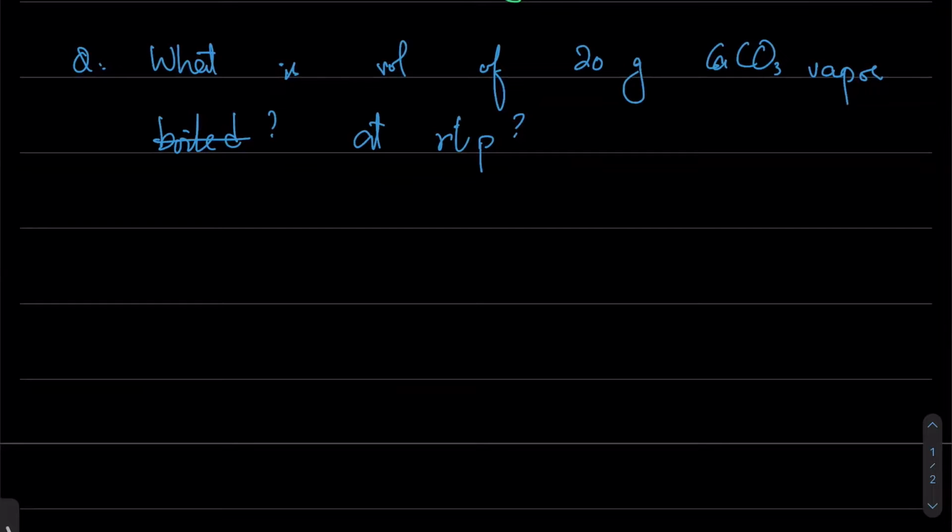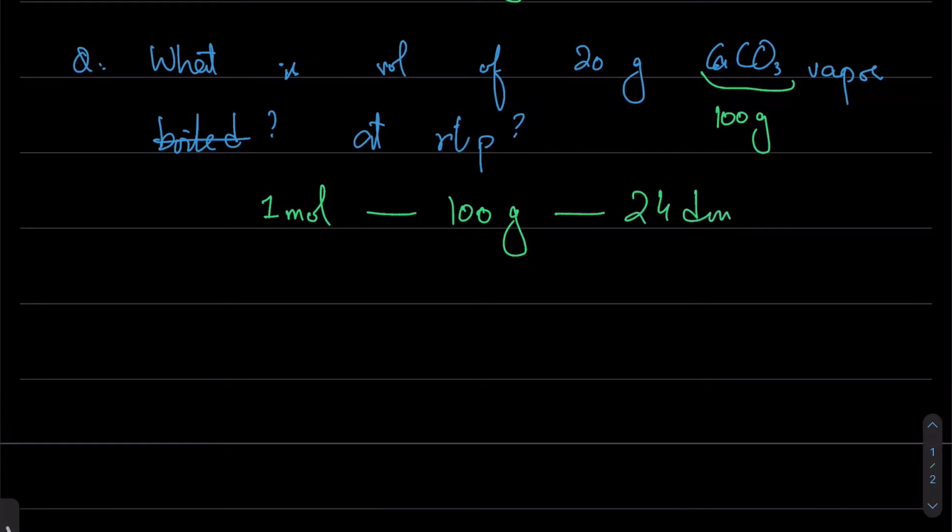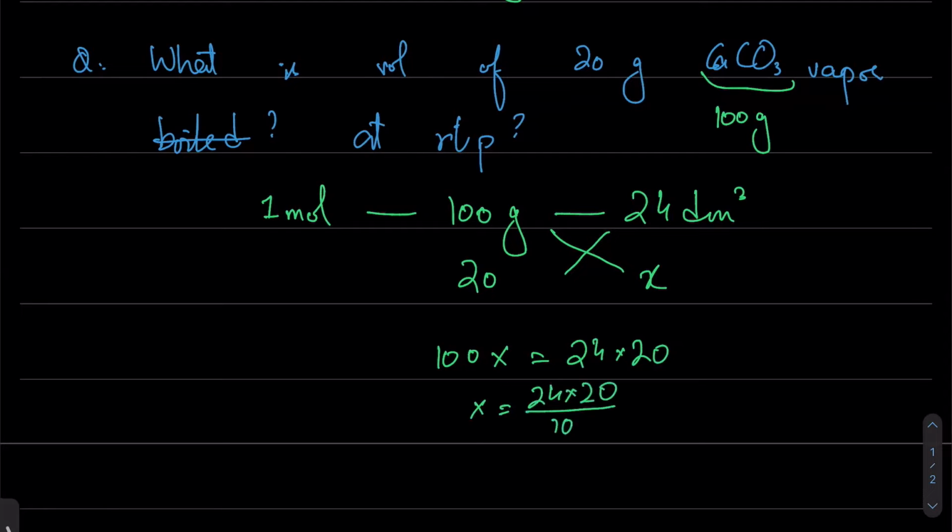All you need to do is, look, how much is 1 mole? For calcium carbonate, 1 mole will be 100 grams because its MR is 100 grams. And when it's vaporized, it's a gas, so that is 24 dm cube. How much mass do you have? 20. What will its volume be? X. Cross multiply. So 100x is 24 times 20. X is going to be 24 times 20 divided by 100. We simplify and get 4.8 dm cube. There you go.